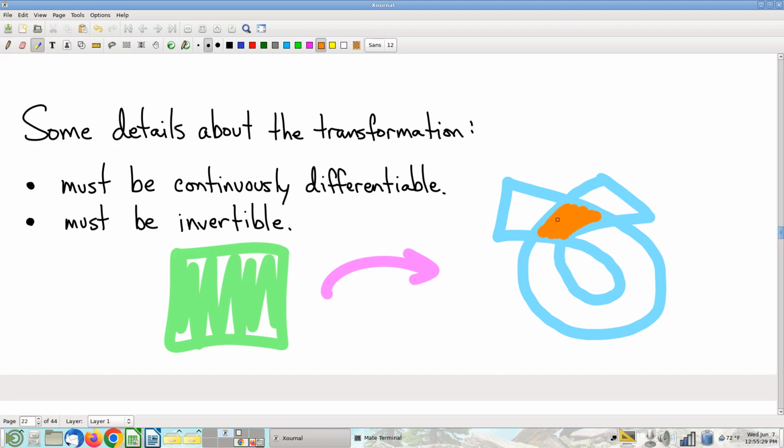If this is part of your original domain, you'll effectively be counting it twice, because you'll see it over here as part of that, and you'll see it over here as part of that. So there are double counting issues when the image overlaps itself in a non-invertible way. It's this kind of thing. Again, we're not going to deal with any of that.